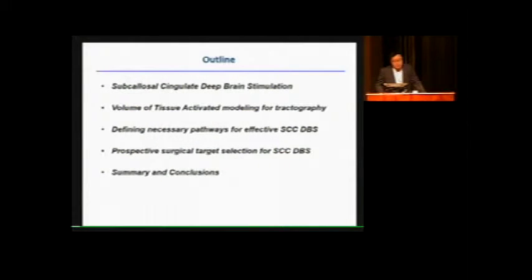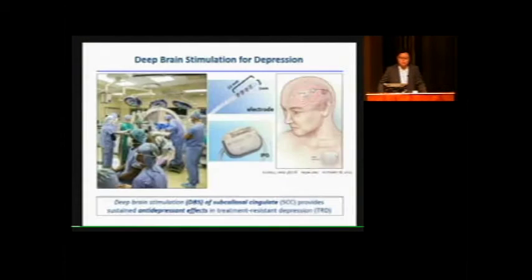This is a brief outline of today's talk. I'm going to talk a little bit about the background of subcallosal cingulate deep brain stimulation. Also, to do the tractography, we do the modeling for the volume of tissue activated. The first goal of our research is defining the necessary pathway for effective SCC DBS. The second goal is prospective surgical target selection for SCC DBS using the necessary pathway, and then summary and conclusion.